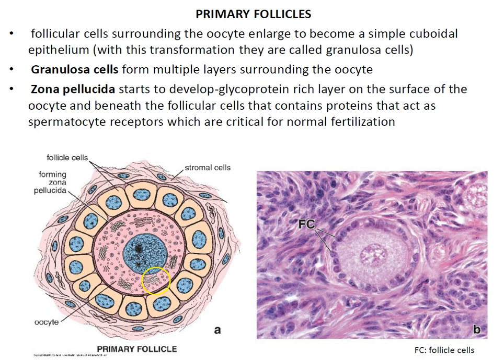Now, the oocyte also grows and secretes specific proteins that are assembled into an extracellular coat called the zona pellucida, which you can see here. The zona pellucida contains proteins that act as sperm receptors, very important for normal fertilization. The cuboidal nature of the follicular cells can be seen in this section of the primary follicle.